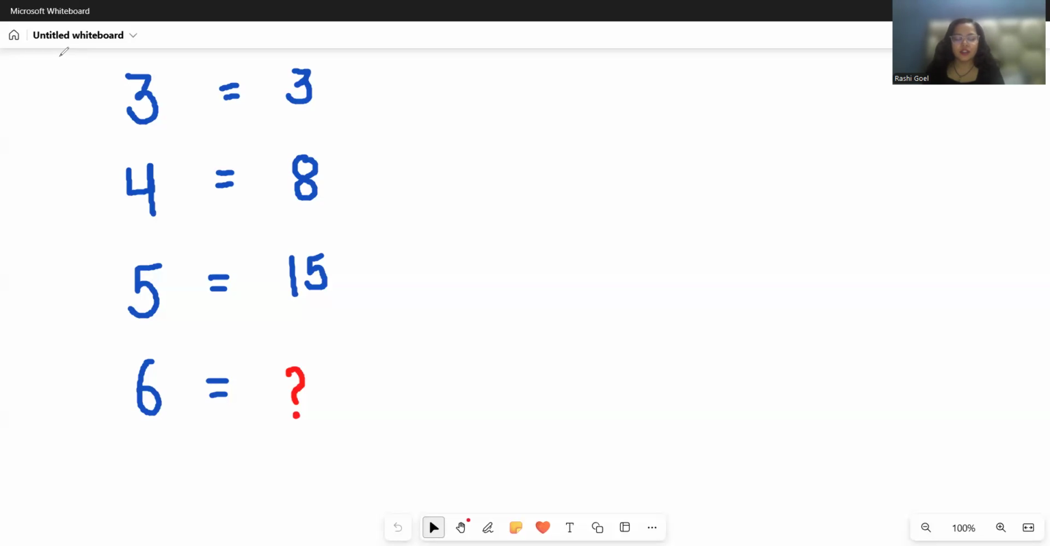Advanced maths. So now take a good look at the solution of this logical sequence. 3 equals 3, that's correct, but 4 equals 8, how? 5 equals 15, how? So let's check what's the logic behind it.